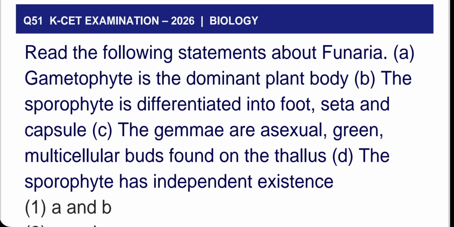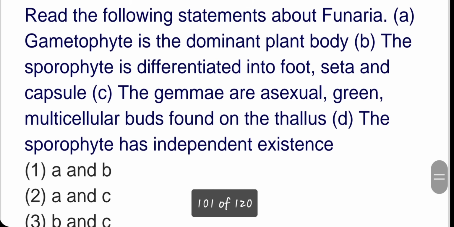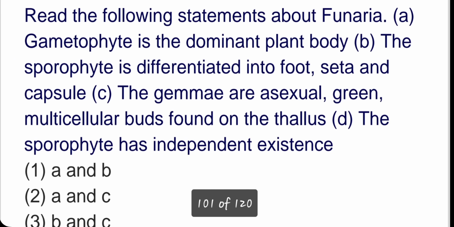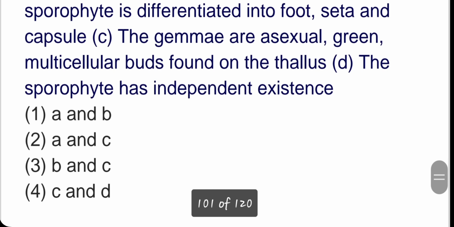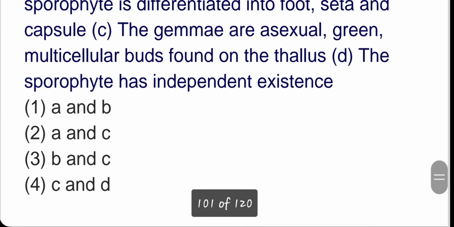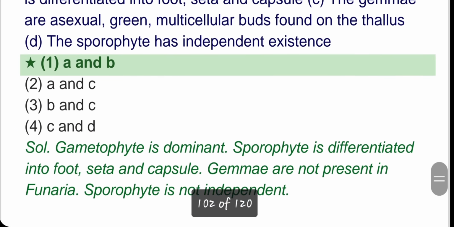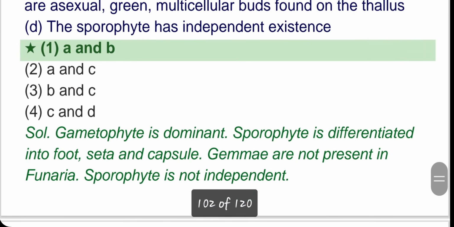Here there are statements about Funaria. They have asked you to find out which are the incorrect statements. So D is one option. The gemmae are asexual green multicellular buds found on the thallus. So the answer for this is A and B. Gametophyte is dominant.